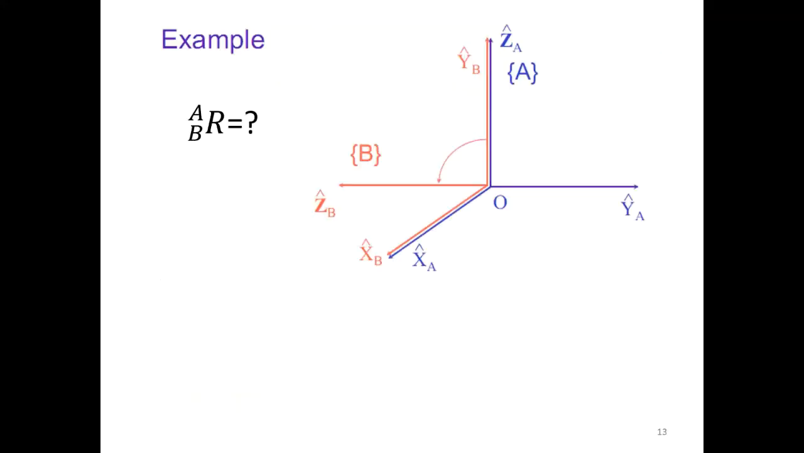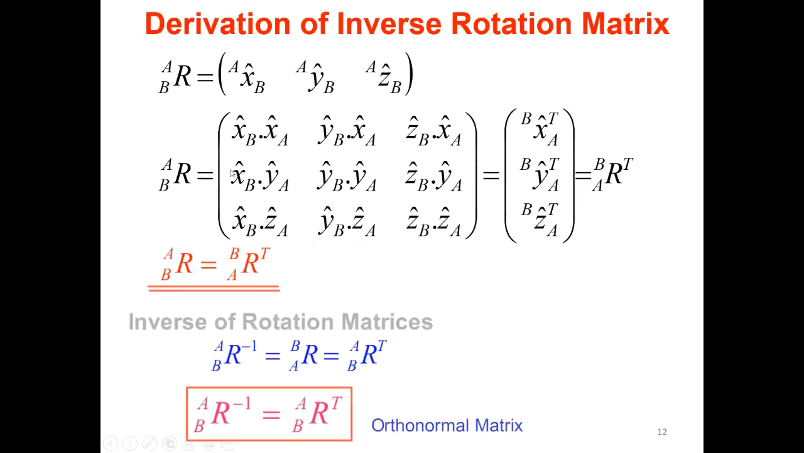This is an example. Take a piece of paper, draw these two coordinate frames, the red one and the blue one. I want you to get me the 3x3 matrix, A B R. Very straightforward question, right? A B R, what is the orientation matrix of B with respect to A? I can assist you a little bit.